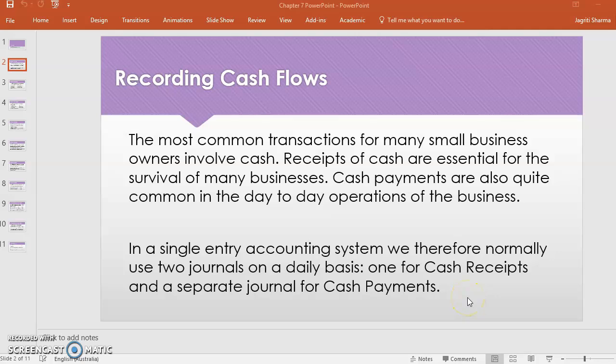Okay, year 11. Now I'm just going to do a quick recap of what we did last session. So we did the cash receipts and cash payments journal. I'm just going to go through some theory part. Maybe that's going to make it more clear.